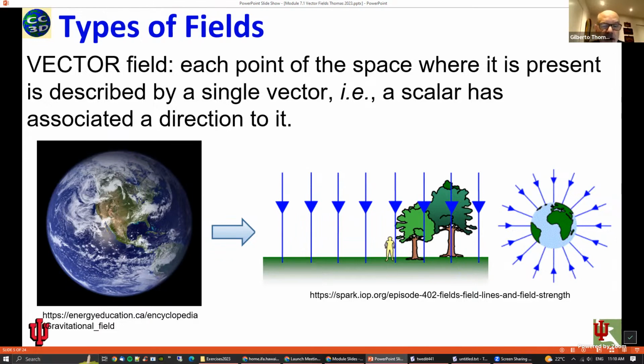If you are near the ground, the curvature of the Earth is so small that it looks like a flat surface, and the lines behave as if they are parallel. But if you look from outside, from far from the Earth, the lines are represented by radial lines converging to the center of the Earth. Okay, so this is how the vector field works.